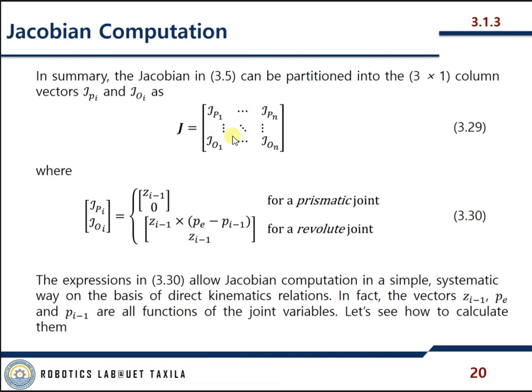And then we have the Jacobian computation from J P 1 to J P n and from J O 1 to J O n. So for a prismatic joint, J P i is going to be like this one, and the Jacobian is going to be z i-1 and 0. For a revolute joint, it's going to be equal to this one, comma, z i-1.